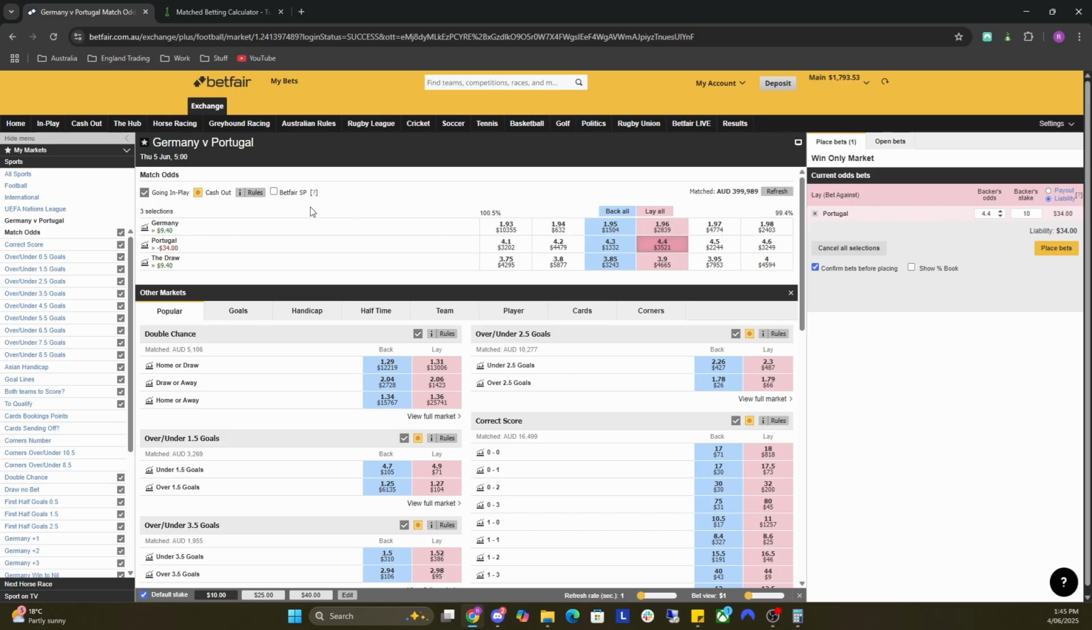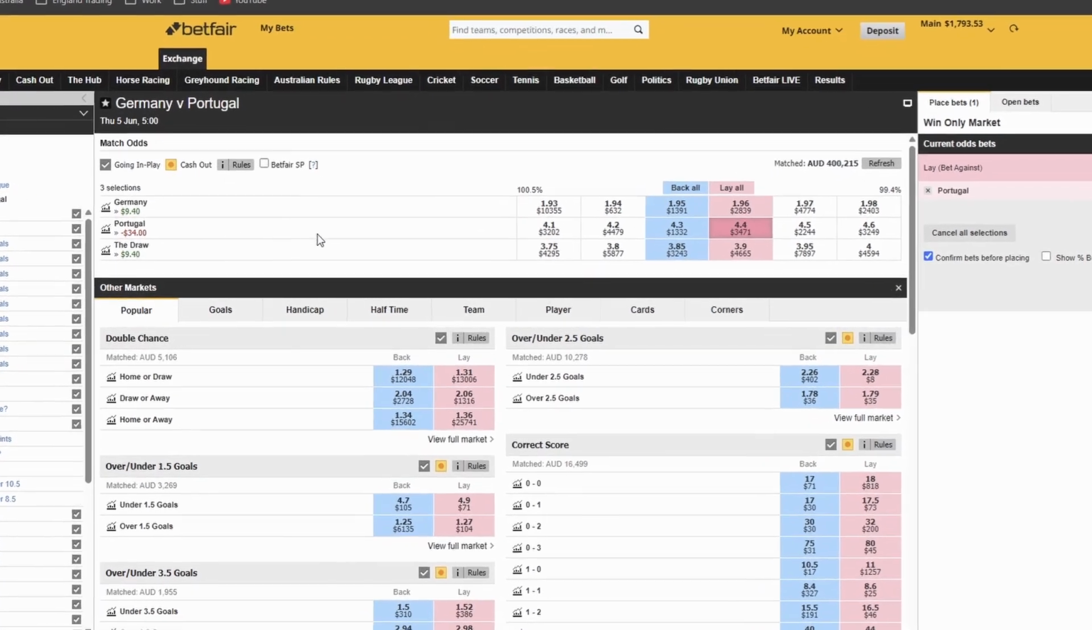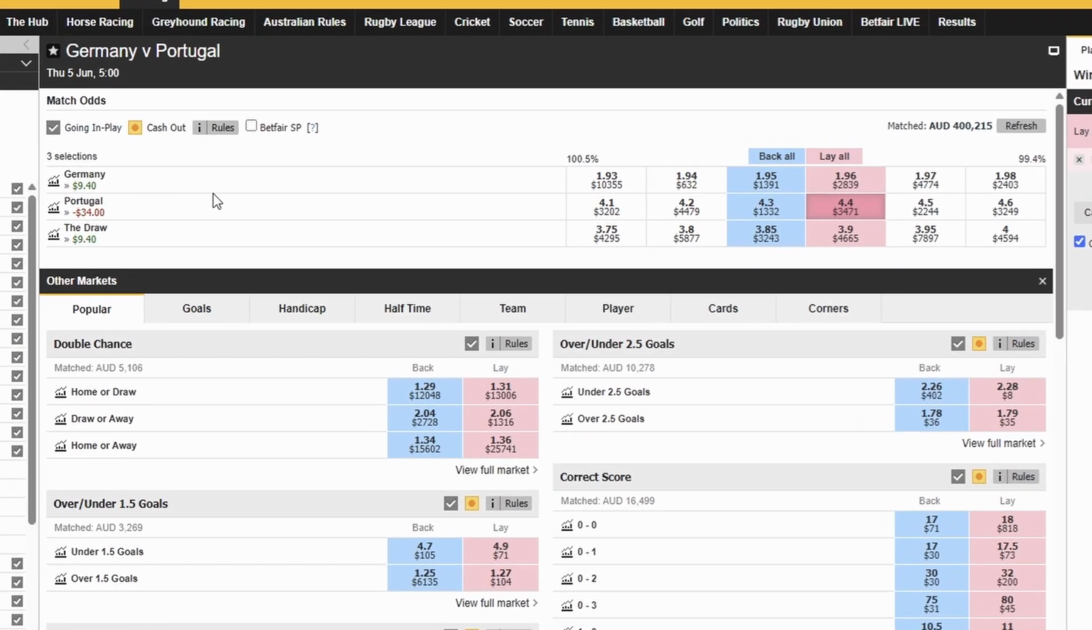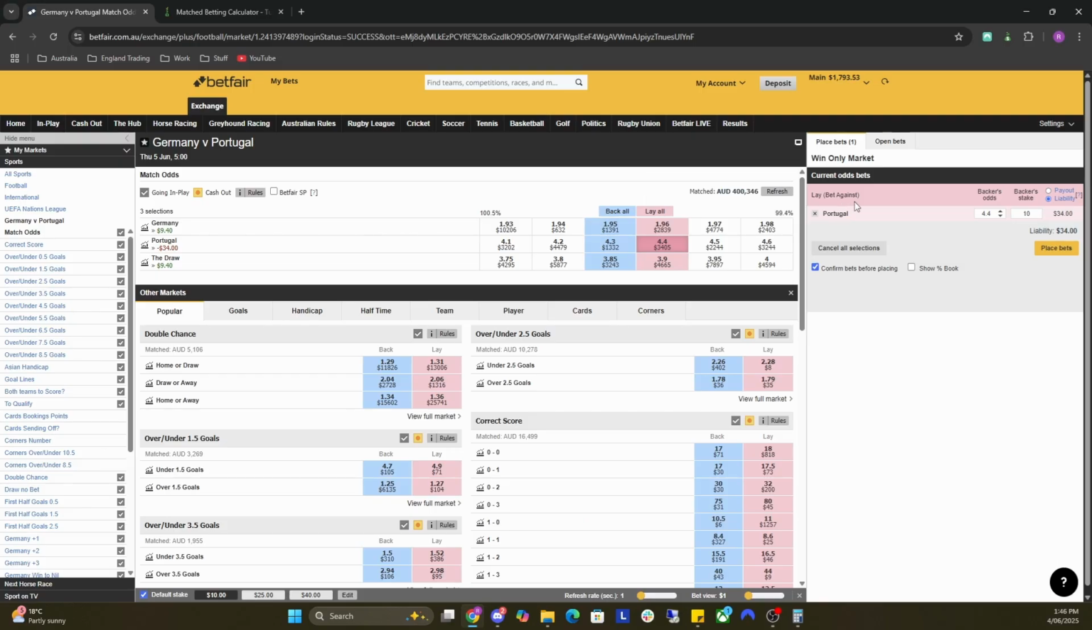So if we come back over to the market over here, in this scenario, if Portugal didn't go on to win the game, we would win the backer's stake. So we'd win their $10 minus the Betfair commission, which is 6% for pretty much every sport apart from NRL. And that is basically how Betfair make their money. But then you can also see if Portugal did go on to win the game, we are liable to pay the backer $34.